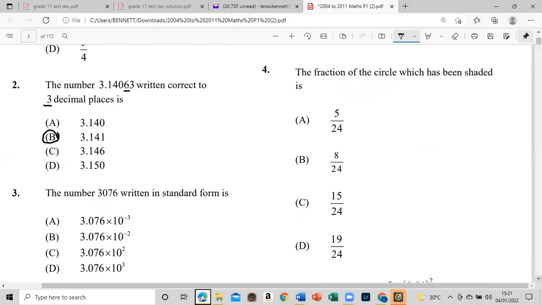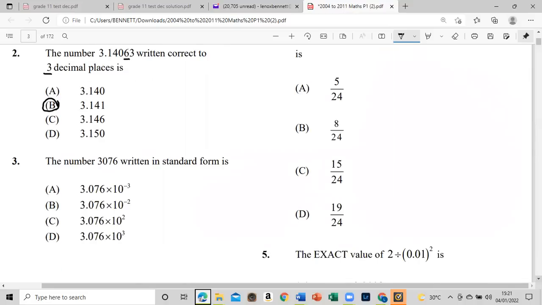The number 3076 written in standard form is. Now standard form must be between 1 and 10, right? So you can have 1 point something, 2 point something, up to 9 point something. It has to be a single digit before the decimal point. So with whole numbers, the decimal point is right here.